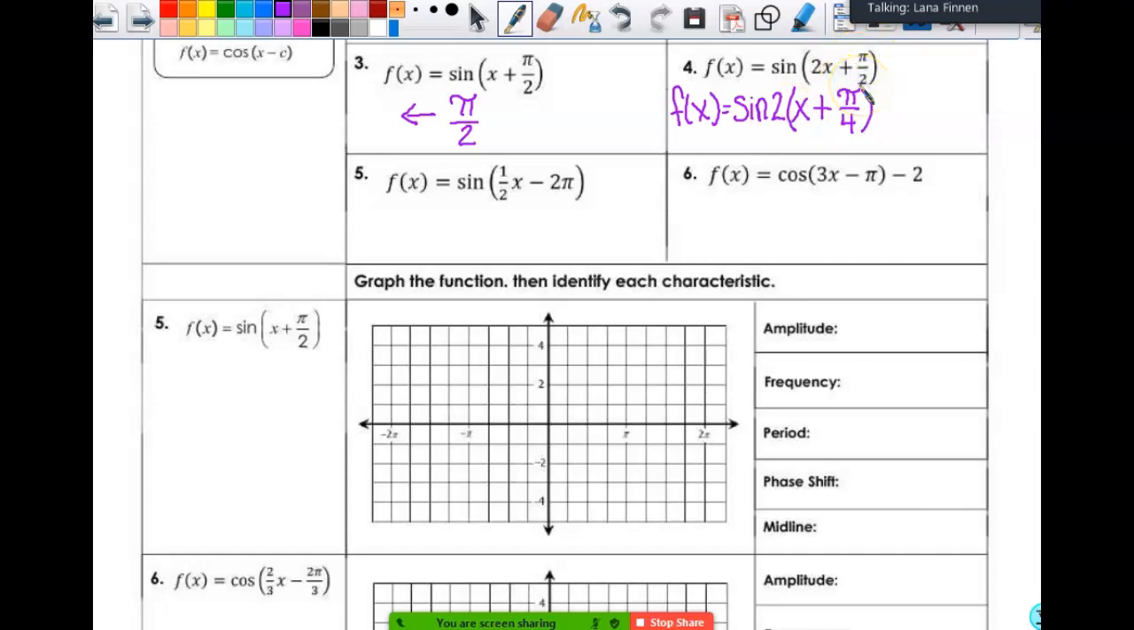So then this tells me that my translation, which direction am I going? Left. I'm going to go to the left, pi fourths. That's my translation. We good? All right, so y'all go ahead and do 5 and 6.